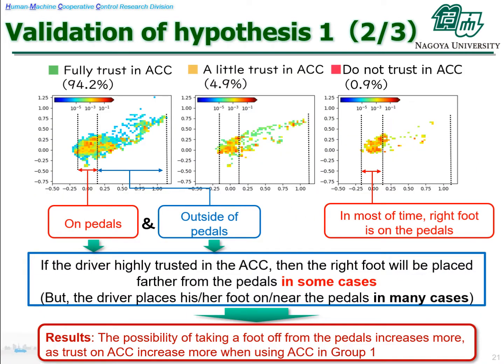Those figures show the PCA results of group 1. The colors of each plot mean the log probability of the location where the right foot is placed. Especially, this graph shows that if the driver highly trusts the ACC, then the right foot will be placed farther from the pedals in some cases. Based on this result, hypothesis 1 is not completely accepted, but part of it is correct, which means the possibility of taking a foot off the pedals increases as trust in the ACC increases when using the ACC in group 1.